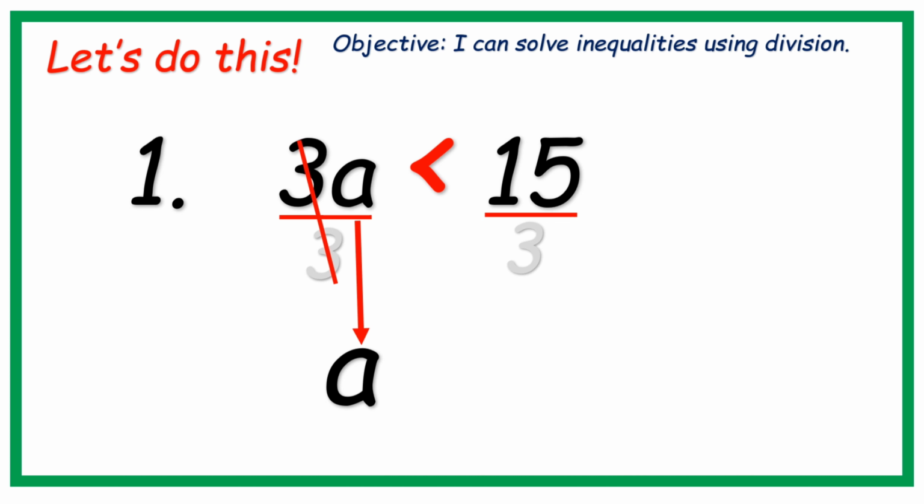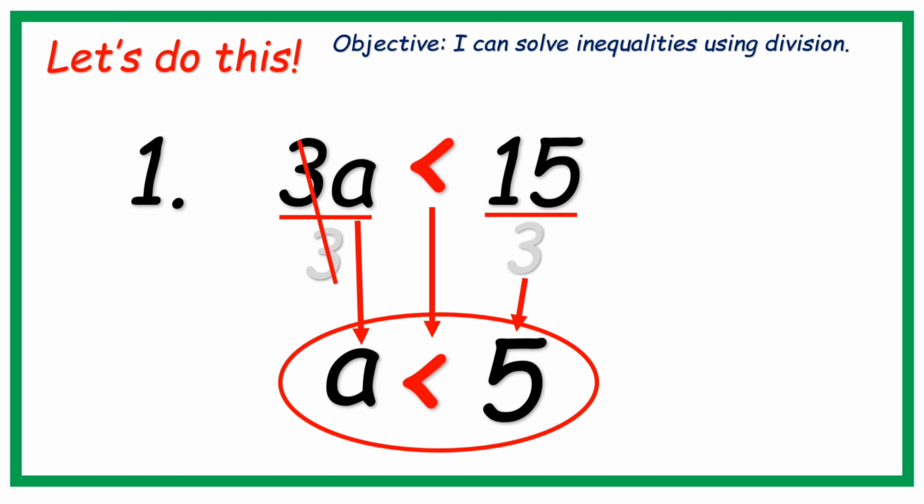Okay, then we'll just copy the variable. Then let's just bring down the inequality sign, which is less than. Then the answer, 15 divided by 3, 5. Just like that, our final answer: a is less than 5. You got it!